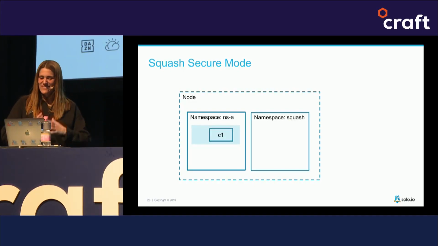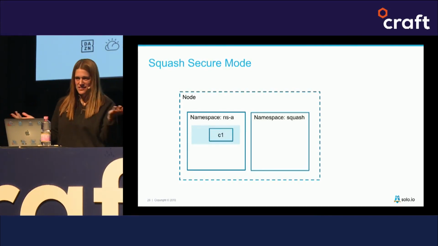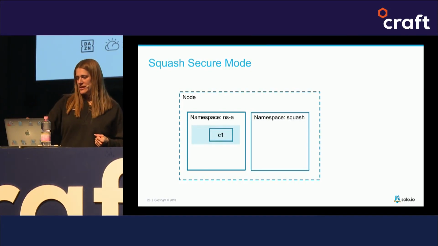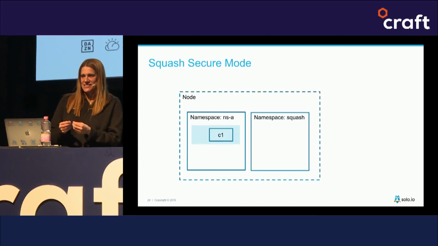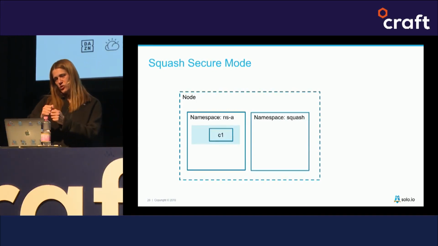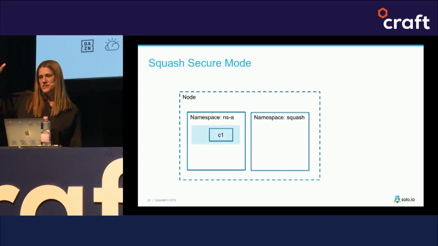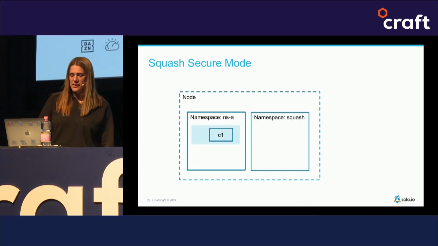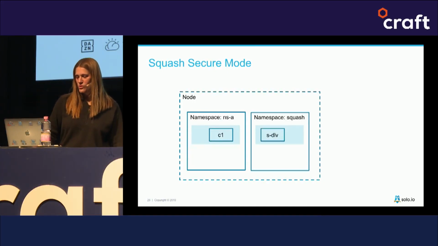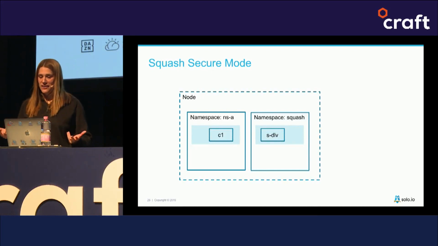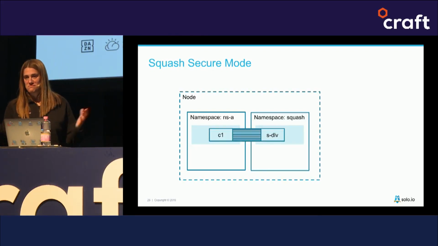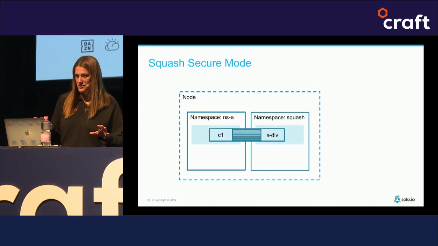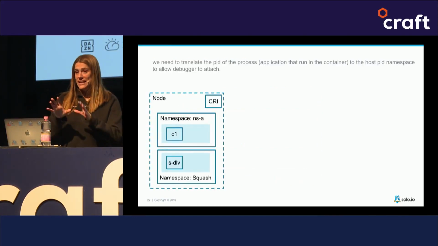It's pretty simple. You have a container in a namespace. In that case, it's namespace A. What we're doing is, basically, it's a command line that we're automatically using from the extension. Namespace Squash is just going to put the debugger and attach to the microservices. That's really simple. But it's not that simple.